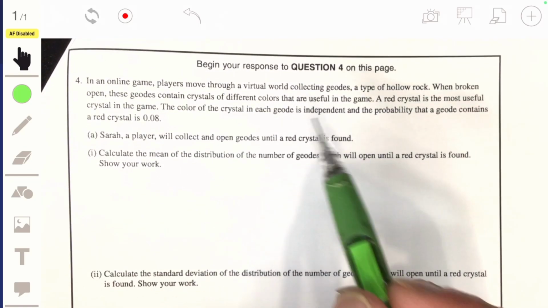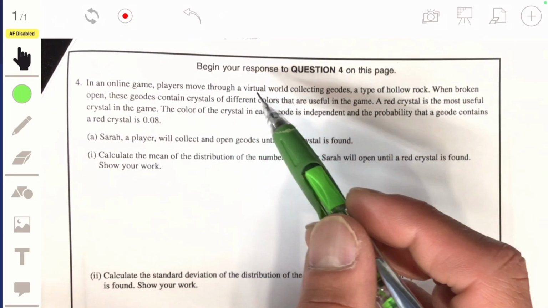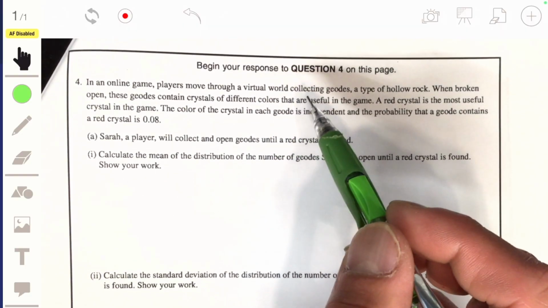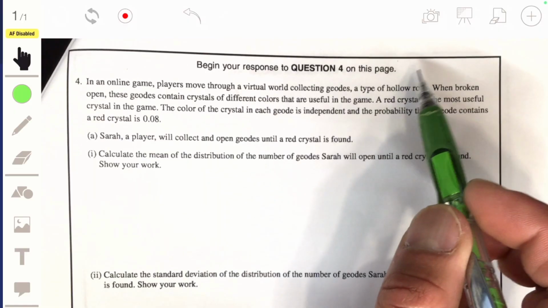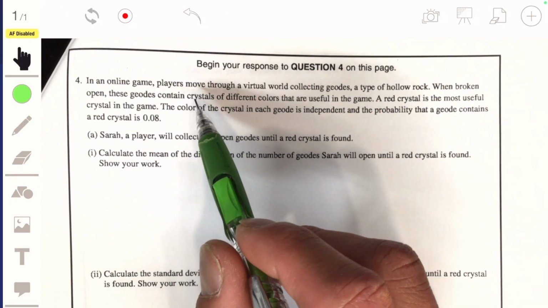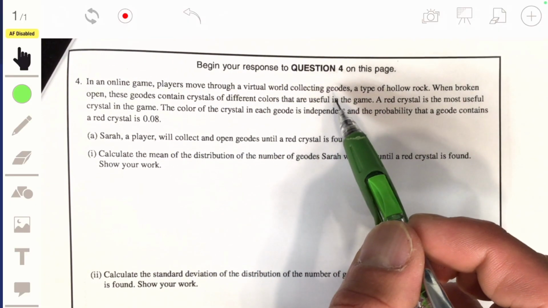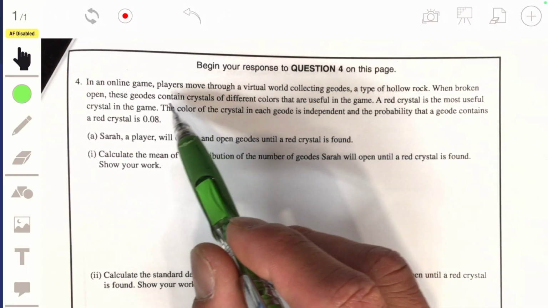All right, problem 4 from the free response section. We have an online game where players move through a virtual world collecting geodes. Isn't that Pokemon? Oh, it's a type of hollow rock. Whatever. When broken open, these geodes contain crystals of different colors that are useful in the game. A red crystal is the most useful crystal in the game.